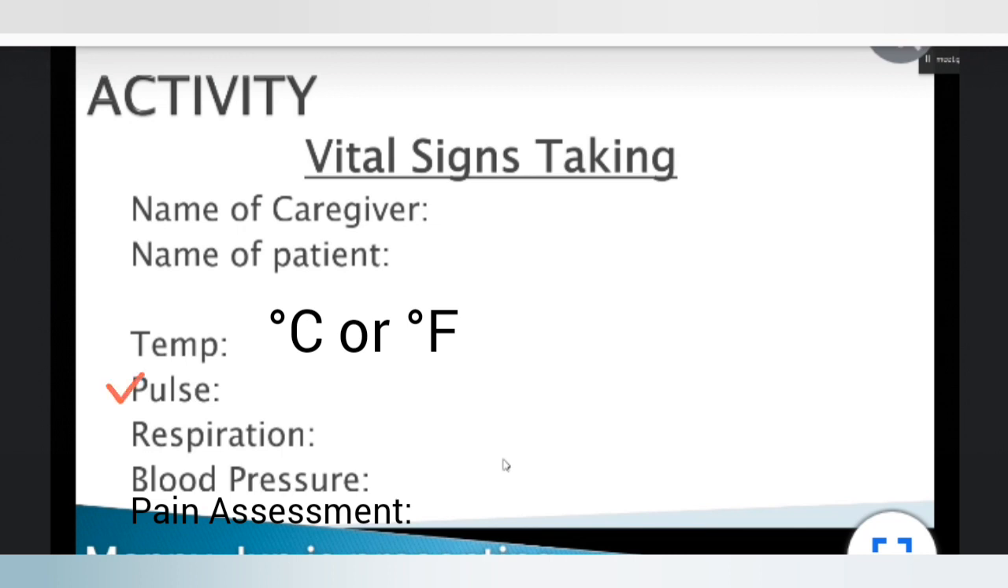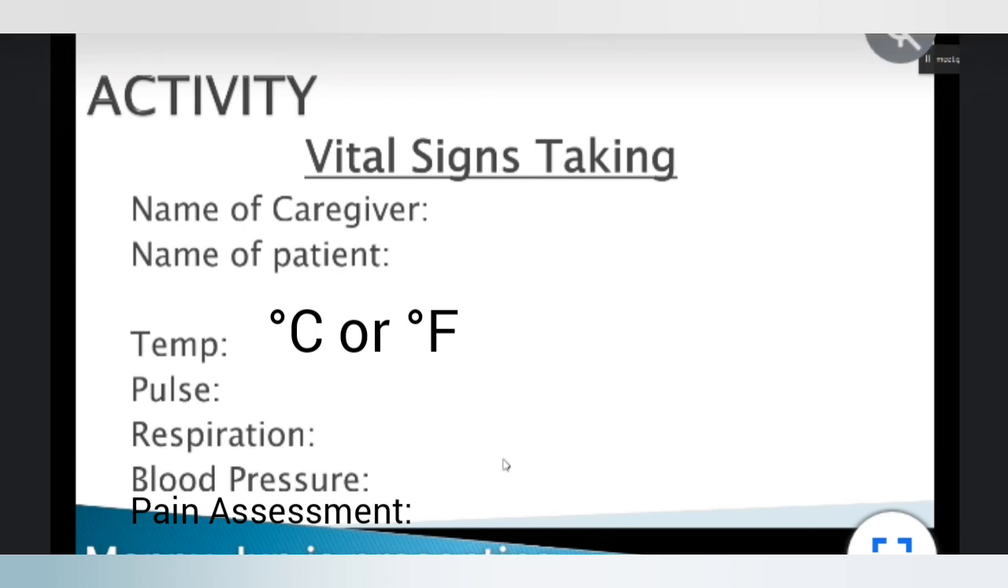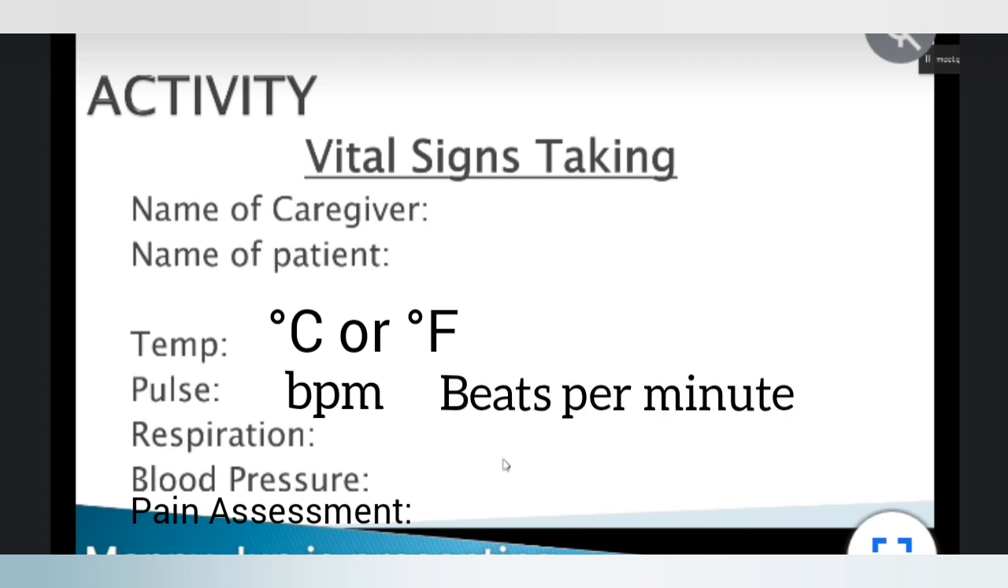Okay, so let's proceed to pulse. By the way guys, pulse rate is also called cardiac or heart rate. The normal pulse rate is 60 to 100 BPM. What is BPM? BPM is the measurement of the pulse rate, which means beats per minute. We have the normal heart sounds S1 and S2, which sound like lub-dub, lub-dub, when you are checking his or her heart rate sounds.